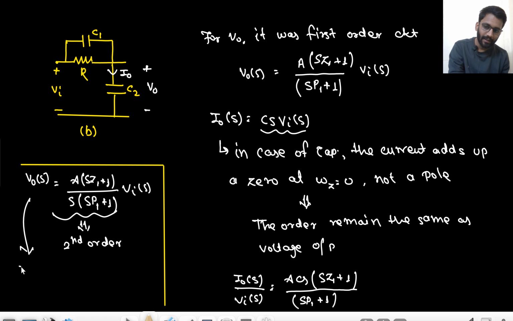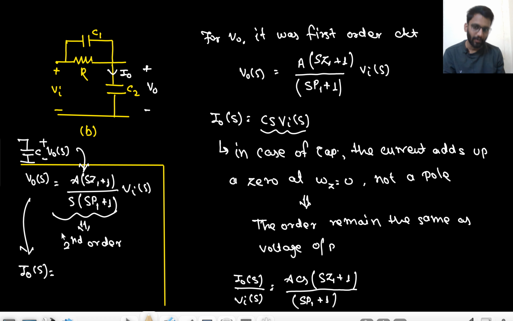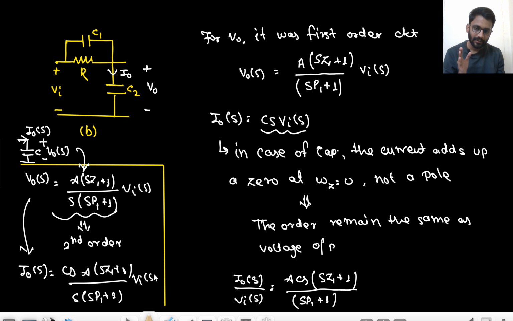Now, if you had been collecting the current here, if you were writing the expression of current, what would be the order of the circuit? At the same capacitor, at some capacitor here, and you are collecting your output. And this is the expression of output now. Okay. And in the same capacitor, you are collecting your current. So what will be the expression of current? I note S. That would be CS A S Z1 upon S into SP1 V in S. Simply S to S would have been cancelled. The order would have become first order.